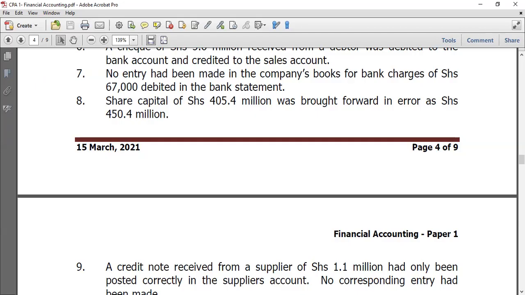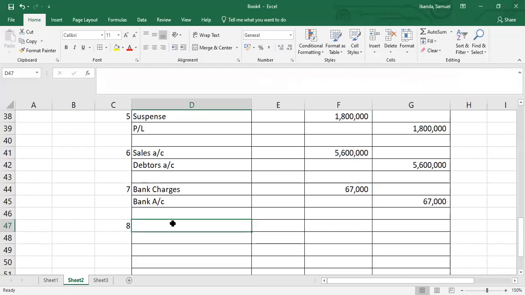So share capital, since we put a higher figure there, we are going to debit it. We are going to debit our share capital. And then since it's an error of transposition, it has a suspense account in it.